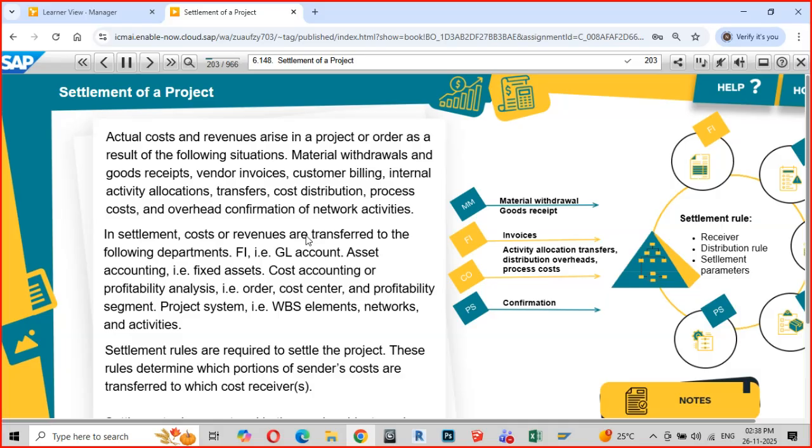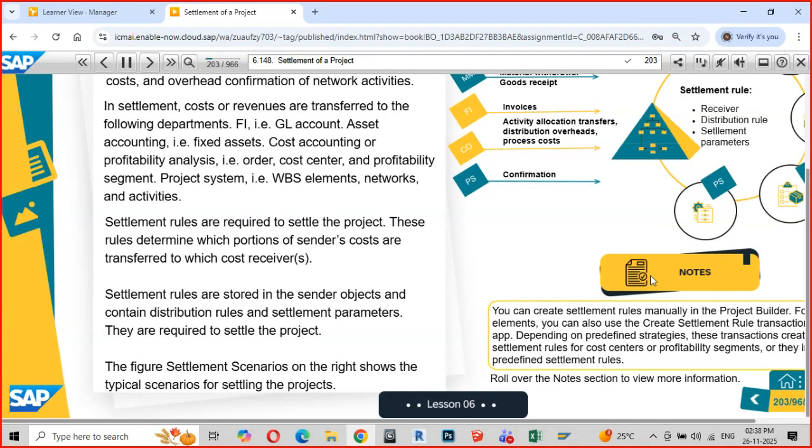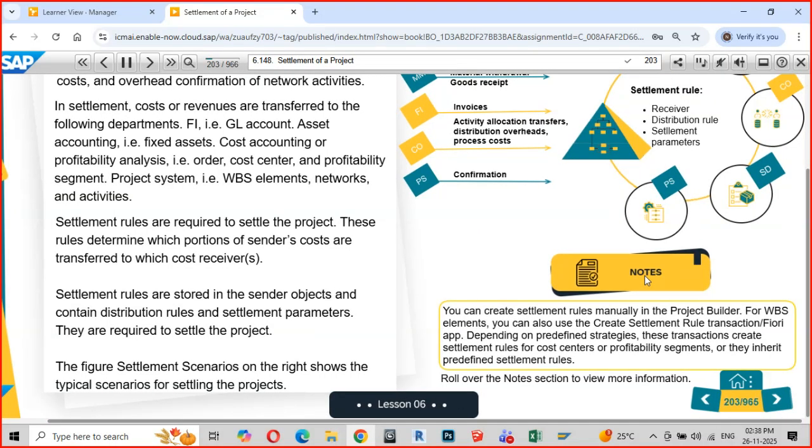Now we are talking about WBS. We are talking about the project systems, right? So what does the note say? You can create settlement rules. Here we saw the settlement rules in respect of the internal order, but here he is talking about it from the WBS perspective. The concept is the same.